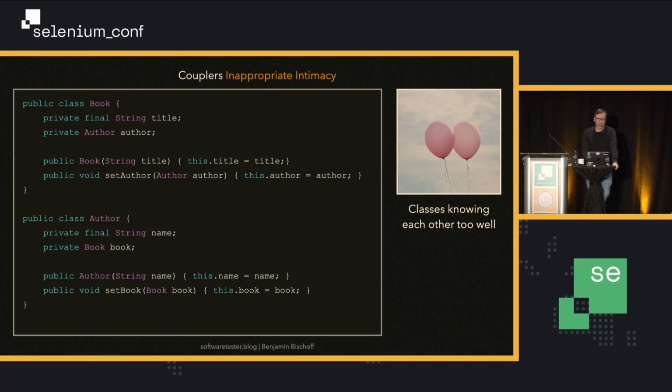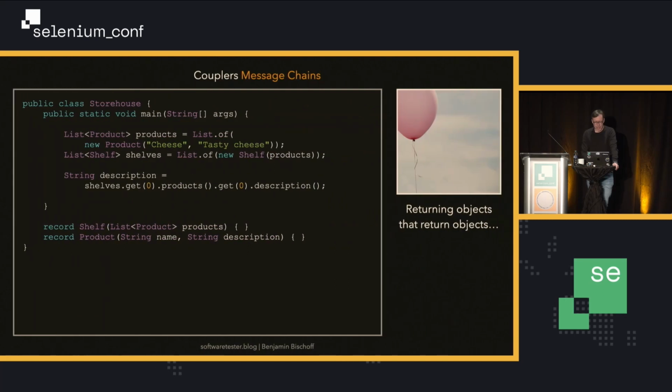Now, this next one is probably the one I see the most in the wild. It's called message chains. It's really hard to say, message chains. It's objects that return other objects that return other objects, and so on. It doesn't really matter what this code here is doing. It's a storehouse code. And in this case, I want to get the description of the first product on the first shelf. So I do shelves.get(0).products.get(0).description. It not only looks ugly, but it has a lot of problems if somewhere along the line one of those components is null. Then you get the dreaded null pointer exception, or NPE in Java. That is the most thrown exception in the universe, probably.